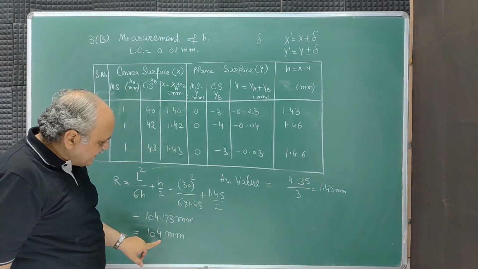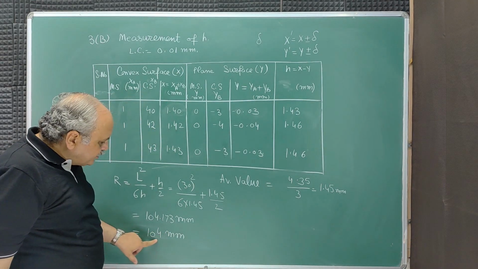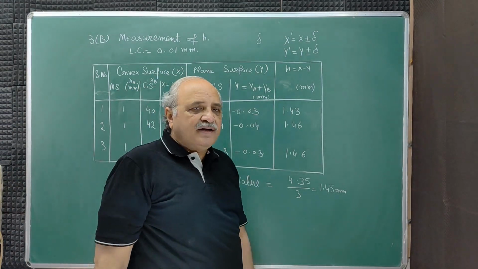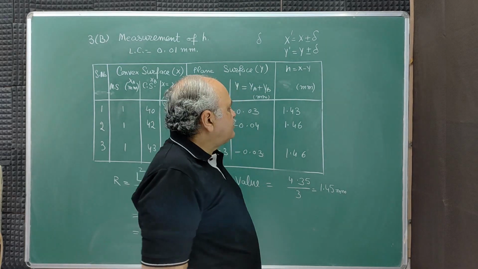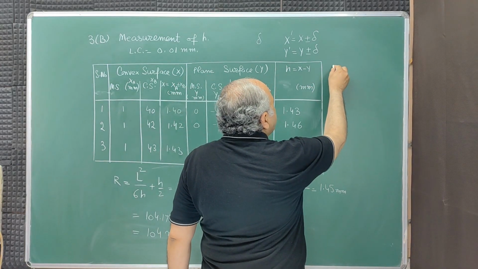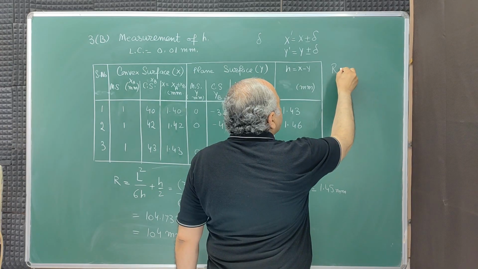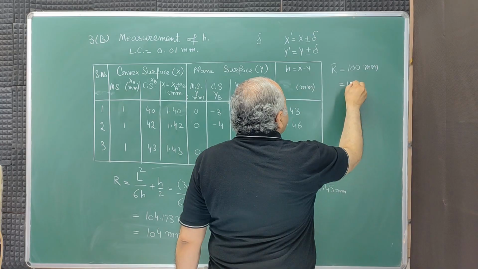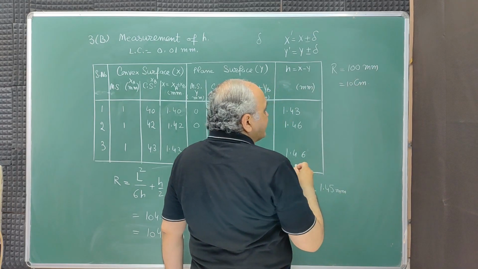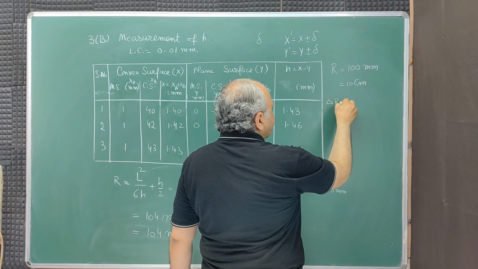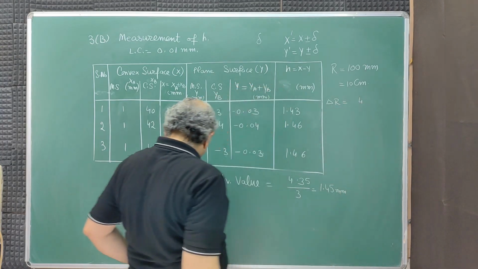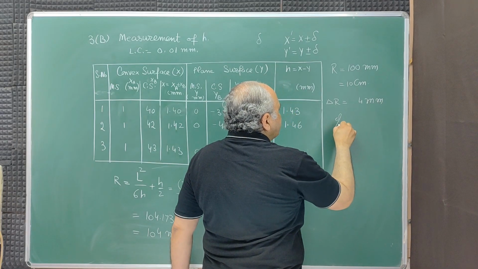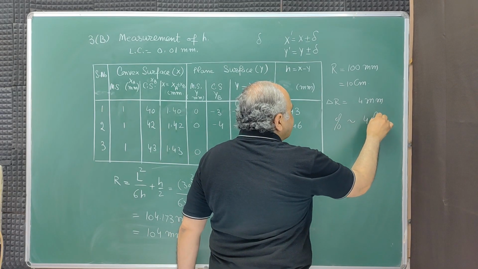However, we are able to get the rounded off value 104. The value given by the lens maker, he told us that the radius of curvature is 100 millimeter or 10 centimeter. So our error in the measurement of the radius of curvature is equal to 4 millimeter, and percentage wise, this is nearly about 4% error.